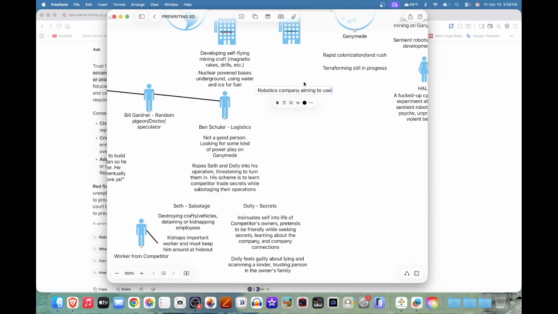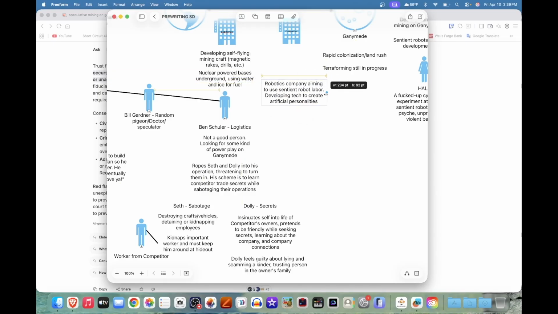Aiming to use robot labor. Developing... Actually, let's put artificial psychological technology. All right, let's say developing tech to create artificial personalities. And that's the failure. That's the mistake that goes wrong with Hale.